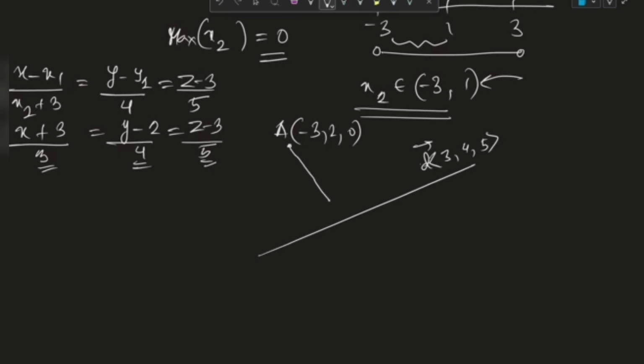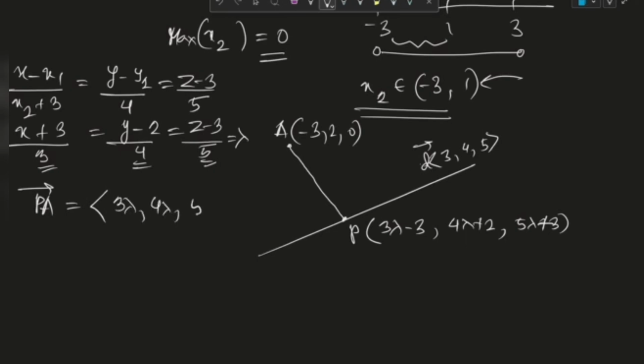Now if you drop this down, say this point is some point P. So for the general point P on this line, we will take this to be lambda. So I'm not writing it separately. This will become 3 lambda minus 3, and this is 4 lambda, and this side plus 2, and this is 5 lambda plus 3. So basically our PA vector becomes 3 lambda, 4 lambda and 5 lambda plus 3. Basically we are subtracting this from this, or you could do the reverse also, no problem.